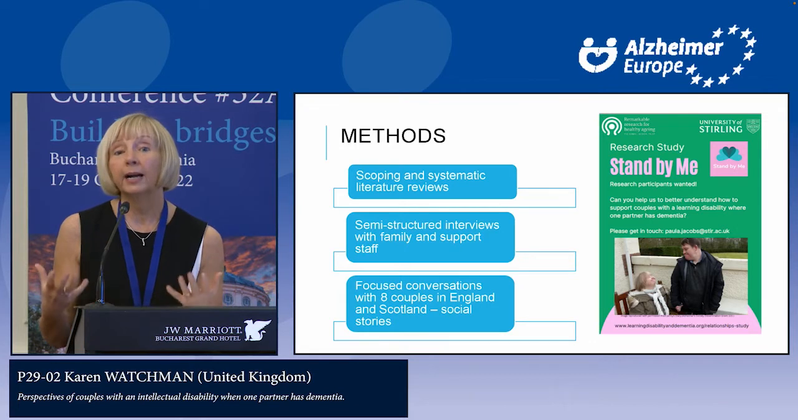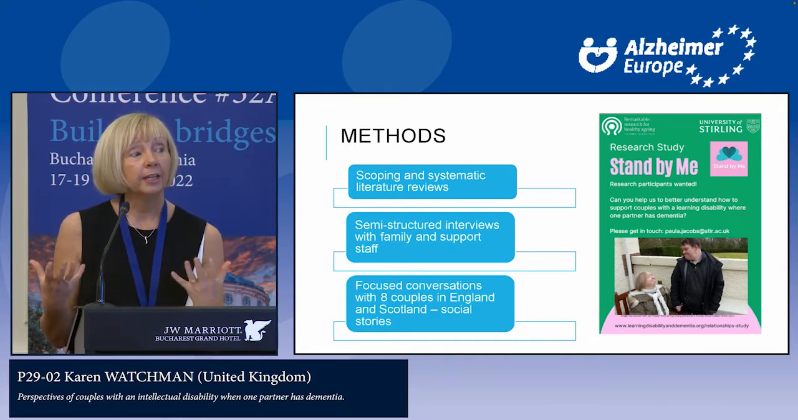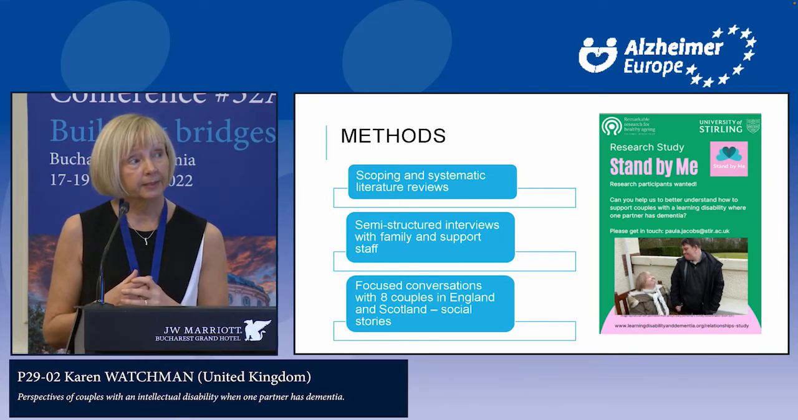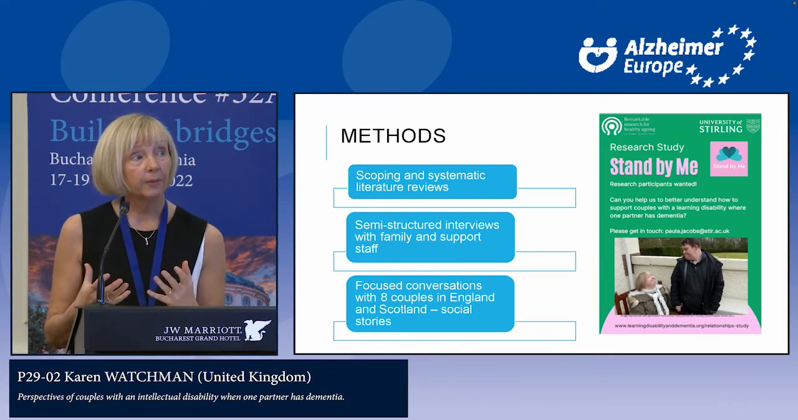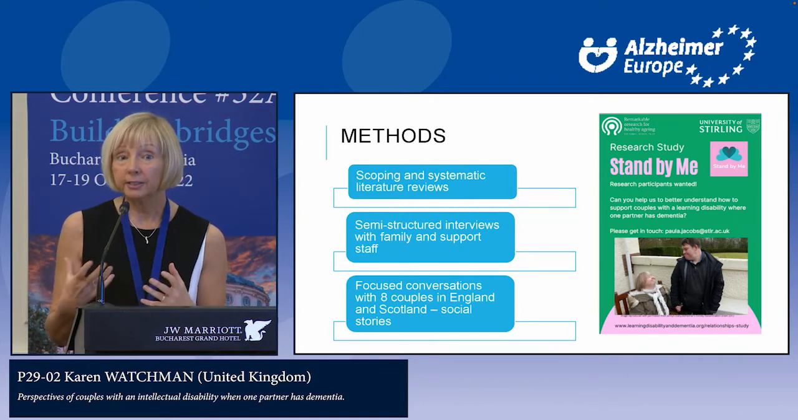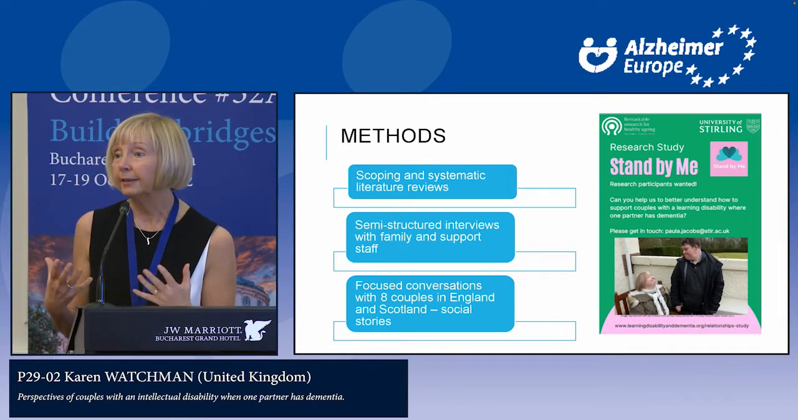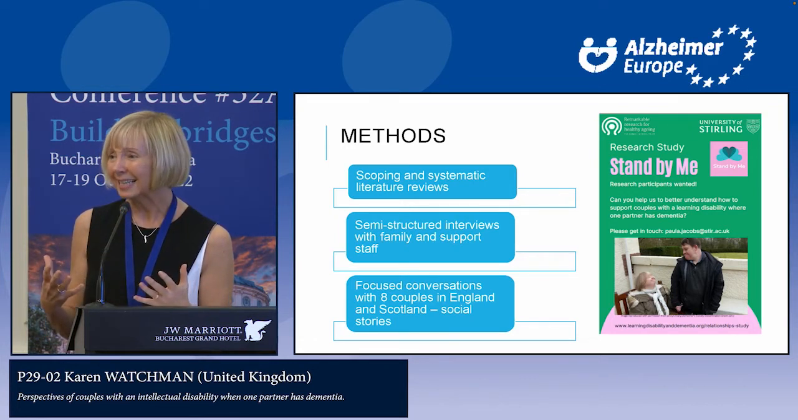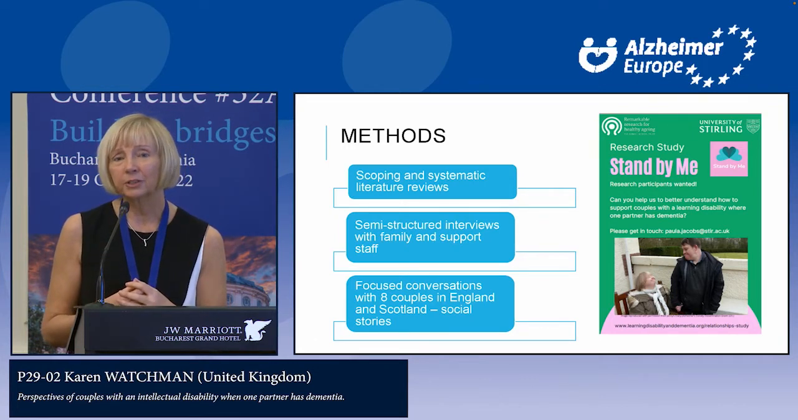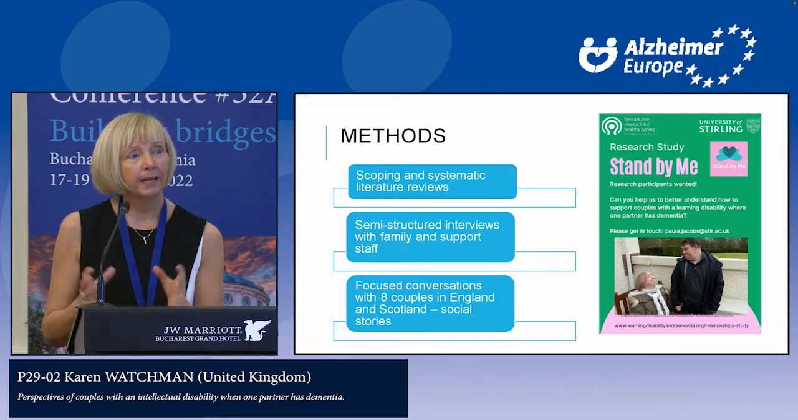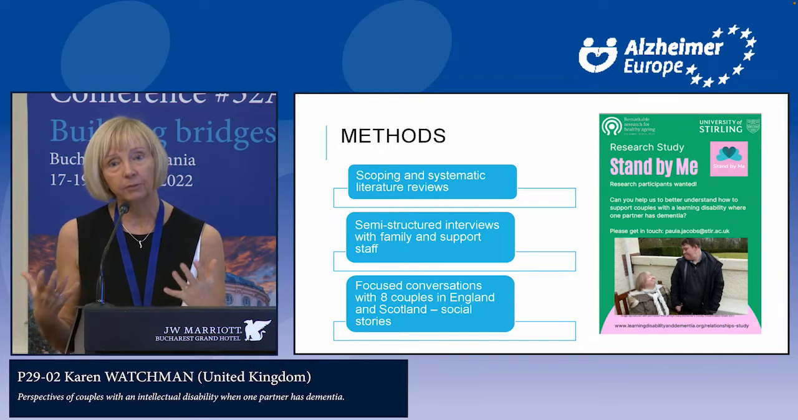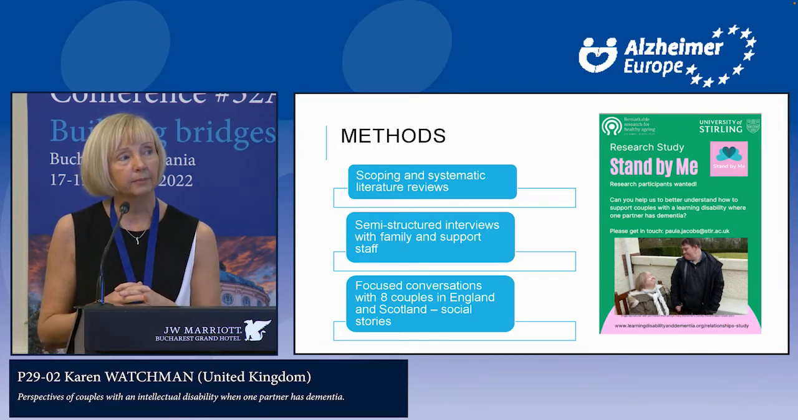In terms of how we would support the focused conversations, as we call them, with couples who have intellectual disability, we started off by doing a scoping review. We didn't think there was anything, we couldn't find anything, so we did a scoping review just to see what else is out there in terms of supporting this population in relationships after a diagnosis of dementia. That did confirm that no other study had taken place.